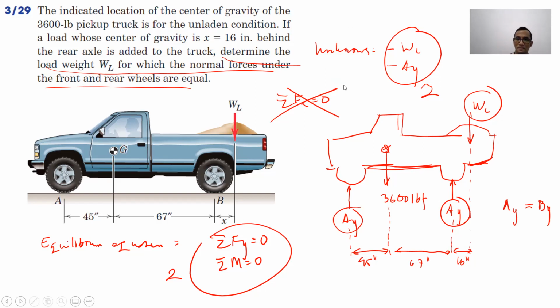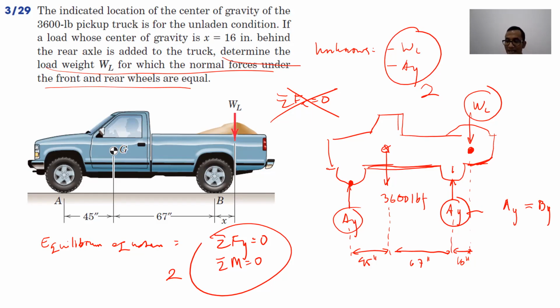So I can use the WL for the center of rotation. You can choose this particular point as your center of rotation, because at that point you will be able to eliminate the WL, and you will be able to solve for AY. But if you use this other point, for example, you will be able to eliminate AY there, but still there is another AY here. So AY will still be there, WL will still be there. You will not be able to solve it directly.